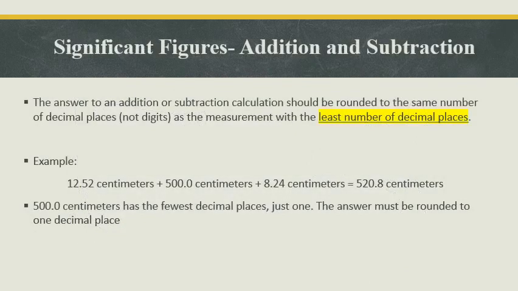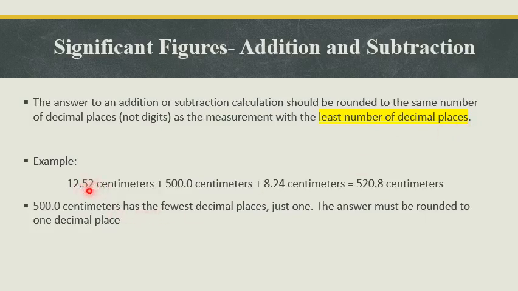So the main calculations involve addition and subtraction, multiplication and division. In addition and subtraction, how will we decide how many sig figs should be in the resulting answer? Let's see that. The answer to an addition or subtraction calculation should be rounded to the same number of decimal places, not the digits, as the measurement with the least number of decimal places. Let's see the example here.